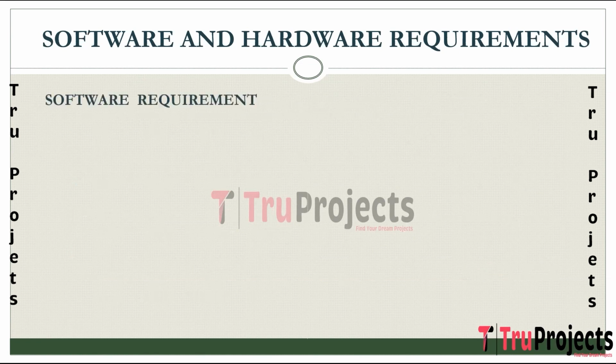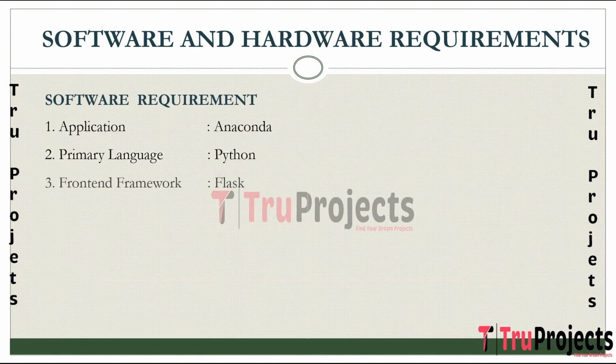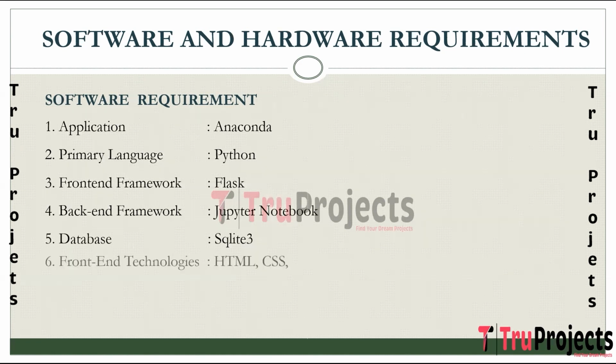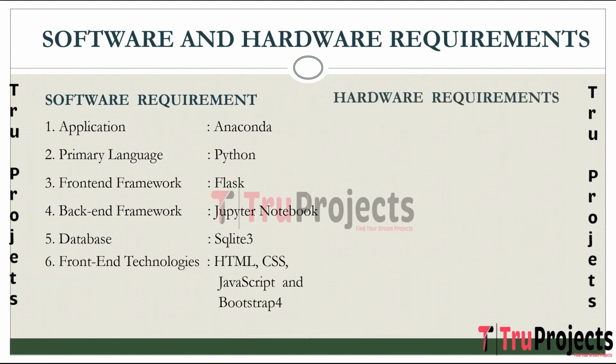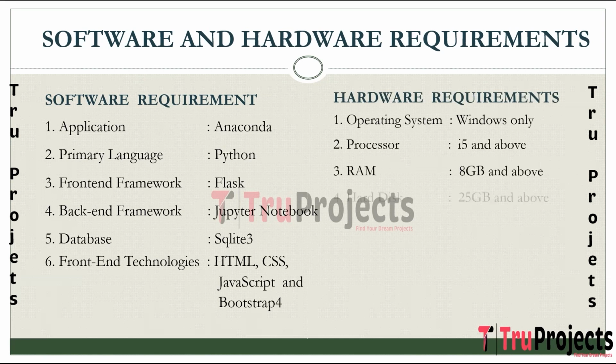So, coming to the software requirements, we need the application of Anaconda, primary language of Python, front-end framework of Flask, backend framework of Jupyter Notebook, database of SQLite 3, and front-end technologies of HTML, CSS, JavaScript, and Bootstrap 4. Coming to the hardware requirements, we need operating system of Windows, processor of i5 and above, RAM of 8 GB and above, and hard disk of 25 GB and above.